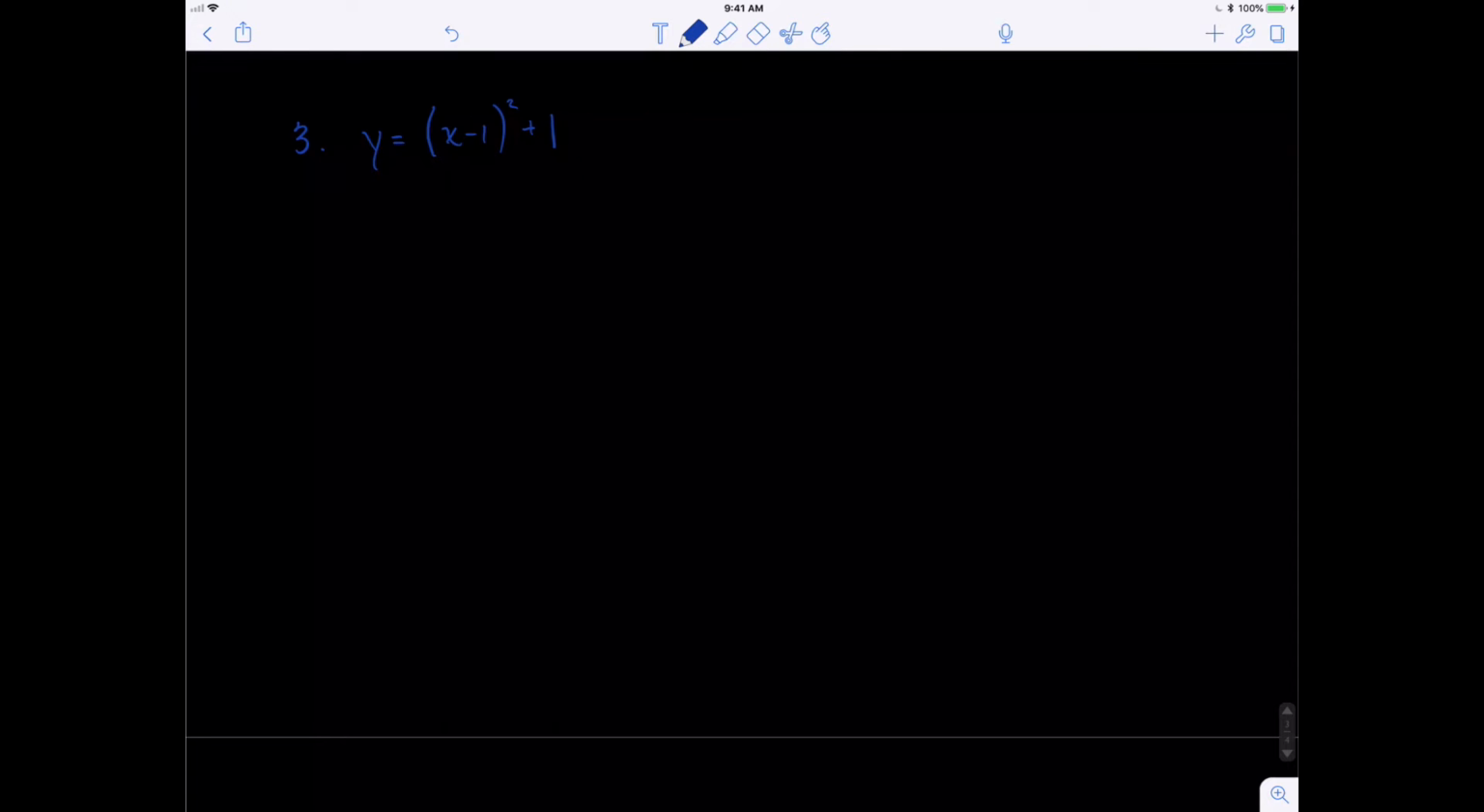Hi, this is our third example of finding intercepts. So let's begin with this. Let's find our x-intercepts. So again, remember the general form is that the x-intercepts occur when y is 0. So let's proceed with that idea.